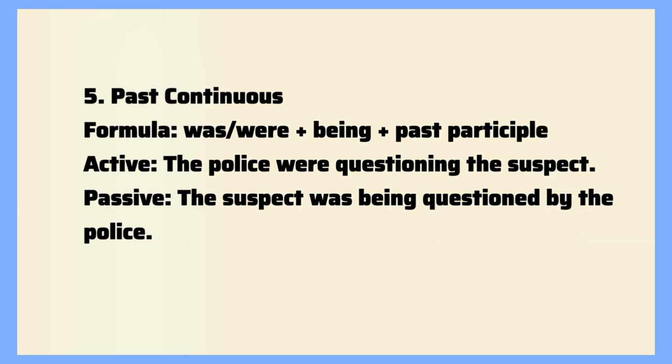5. Past continuous. Formula: was, were plus being plus past participle. Active: the police were questioning the suspect. Passive: the suspect was being questioned by the police.